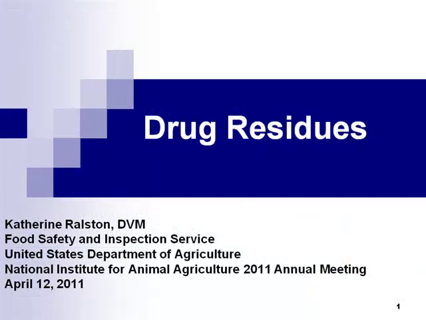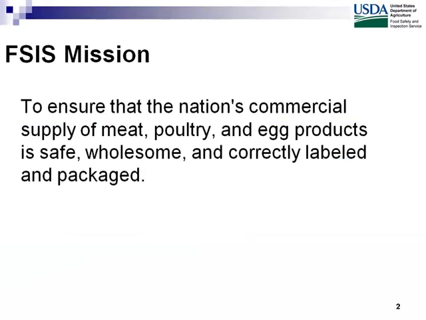Today I'll talk a little bit about the policies behind drug residues and then some of the numbers that we have out there as far as where we're seeing the violations. To start with, the agency's mission is to protect the nation's meat and poultry supply and egg products to ensure a safe, wholesome, unadulterated, properly packaged and labeled product. So residues are of great concern for us because that could lead to potentially adulterated, unsafe food in commerce.